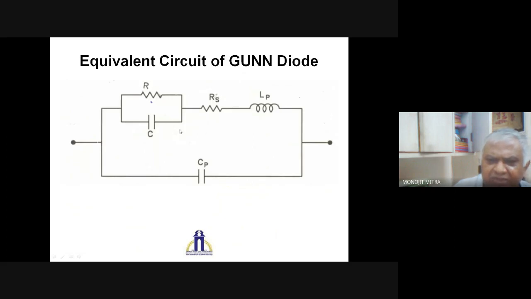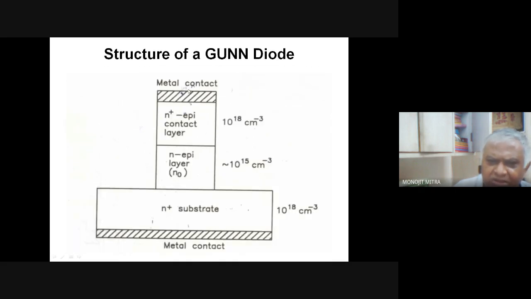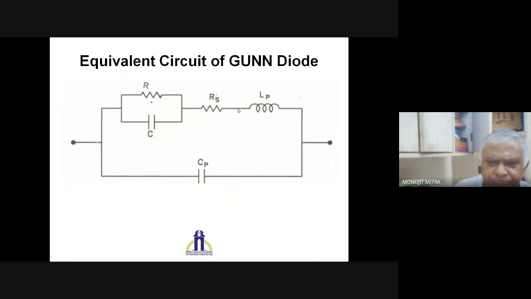And now whenever you solder, I told you, then you have to connect leads for external connection on the two sides of the metal. Because of the lead, because of its length, you will get some resistance and inductance effect, which I told you in the case of the IMPATT diode also. So that series resistance and this inductance come due to this packaging only.